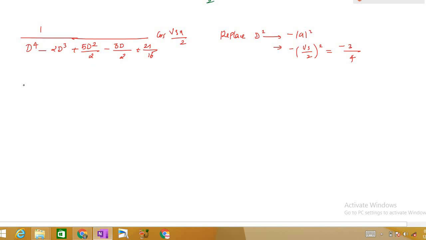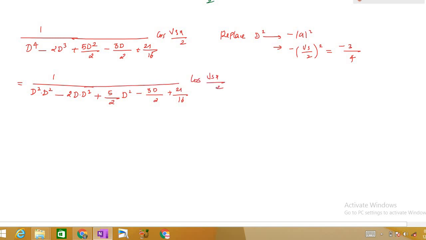Now I can write D power 4 as 1 by D square into D square, and I can write D cube as D into D square, plus 5 by 2 D square minus 3D by 2 plus 21 by 16 cos root 3 x by 2. Now wherever you have D square, substitute D square equal to minus 3 by 4. So minus 3 by 4 minus 3 by 4 is 9 by 16, minus 2D.